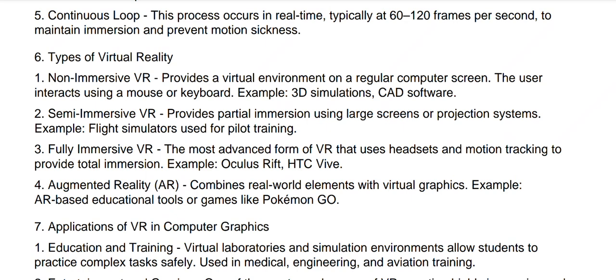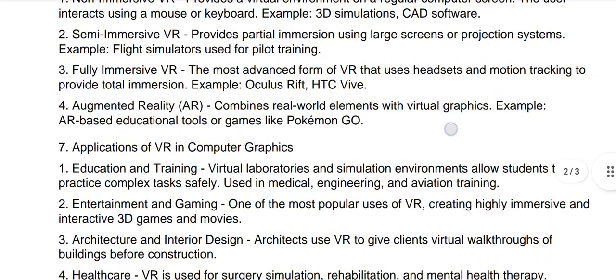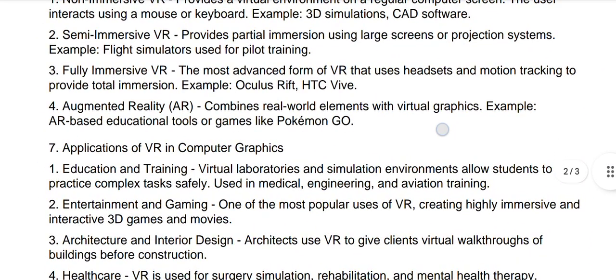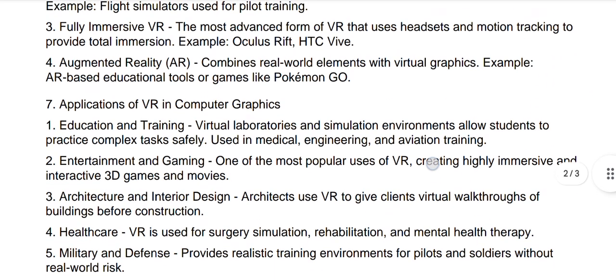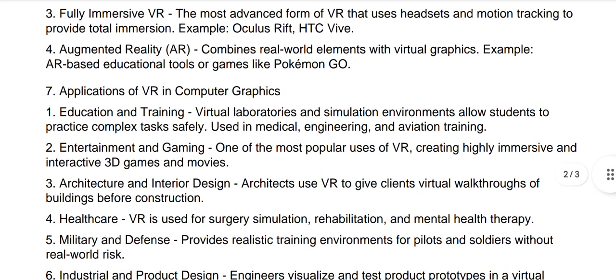Fully immersive VR, the most advanced form of VR, uses headsets and motion tracking to provide total immersion. Example: Oculus headsets. Augmented reality combines real-world elements with virtual graphics. Examples: AR-based educational tools or games like Pokemon. Applications of VR in computer graphics.